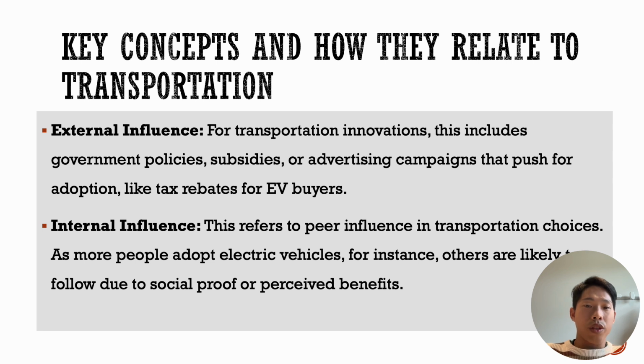And then external influence: government policies, subsidies, or advertising campaigns that encourage transportation innovation, like tax rebates for EV buyers, are examples of external influence. And then internal influence, like peer influence on transportation choices. As more people adopt EVs, others follow due to social proof or perceived benefit.